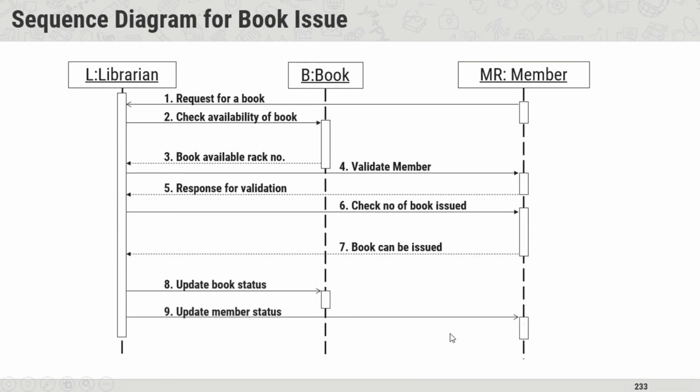You will update the book status, and simultaneously you will update the member status. As this completes your book issue steps, at the end you will end the lifeline. So this is the end of your book issue diagram, and this is the sequence diagram. Here these are your objects, and this is the interaction happening between all of these objects.